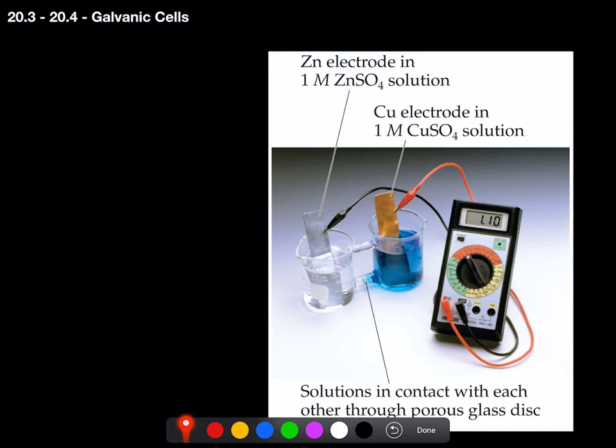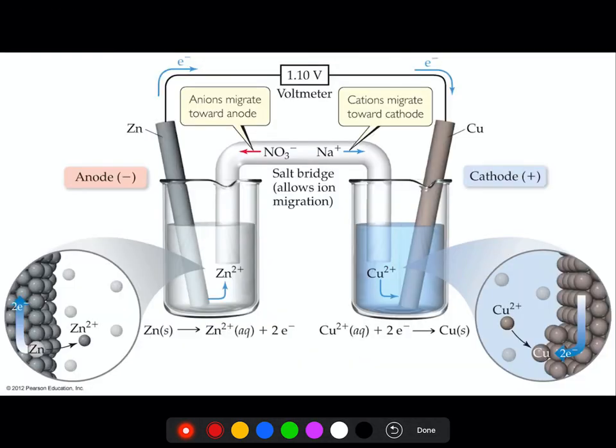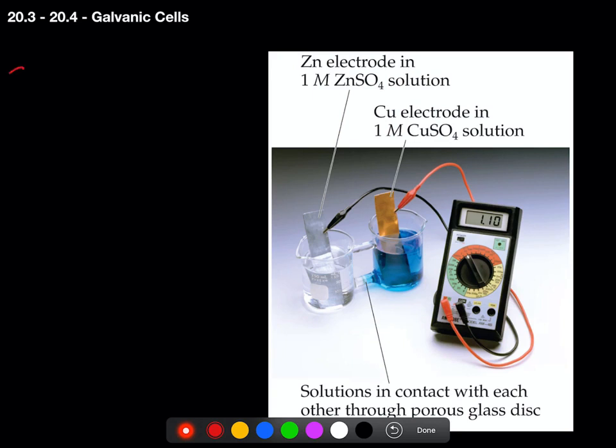Hello, AP Chemistry, and welcome to Chapter 20, where we're going to talk about galvanic and voltaic cells. So when we say galvanic and voltaic cells, what does that mean? One thing that it means is that we are talking about spontaneous cells, so reactions that happen on their own without outside intervention.